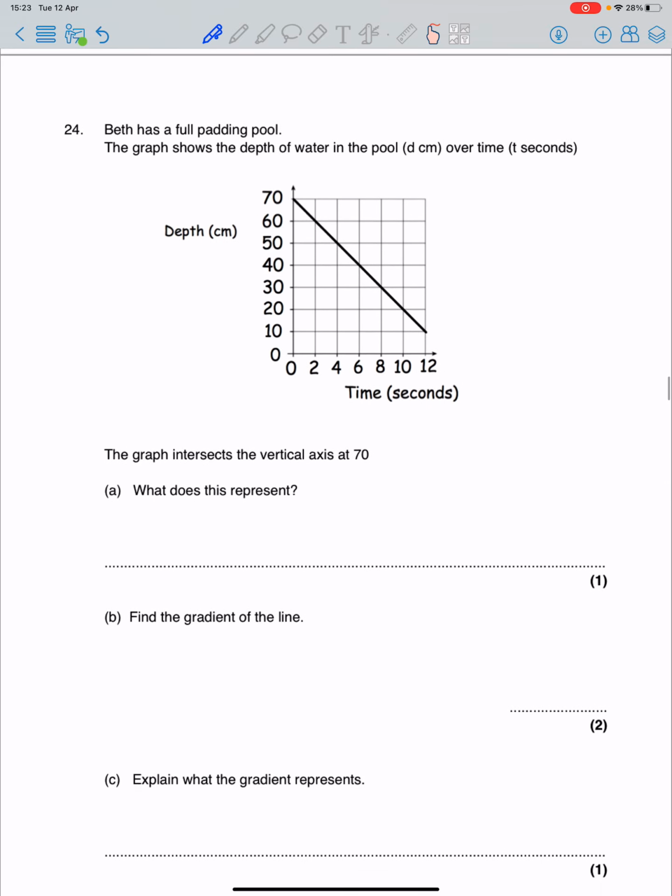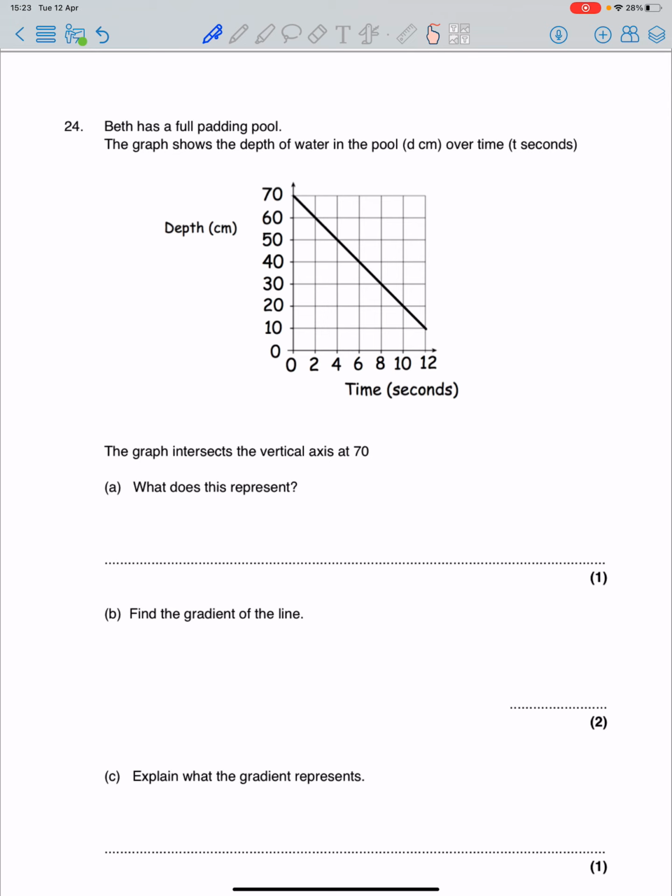Next, Beth has a full paddling pool. The graph shows the depth of the water in the pool in centimeters over time. So we can see here that this is like a y equals mx plus c graph, but a real life graph. It says the graph intersects the vertical axis, so the vertical axis being this one, like the y-axis essentially, at 70. What does this represent?